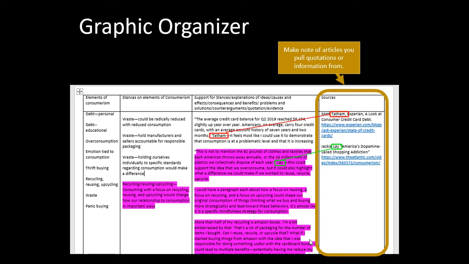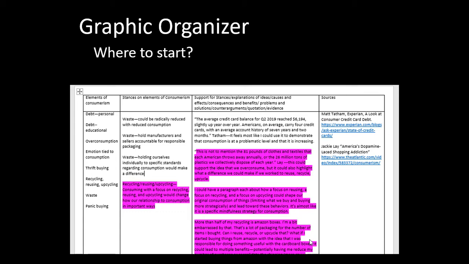And when I was doing quotations from the sources, I put them in the support for stances column, that third column. But what I did is I made sure to give the last name, the author's name, or some identifying information so that I could figure out which source in my sources column it was linked to. This will help me if I end up using one of these quotations. It's going to help me to build the works cited page and to give credit appropriately to the writers.